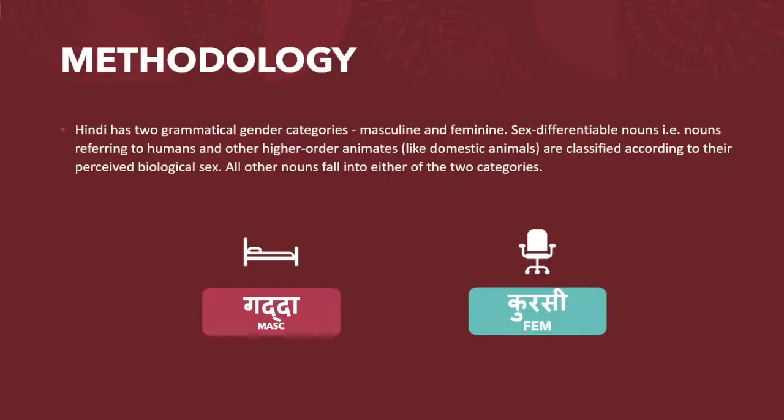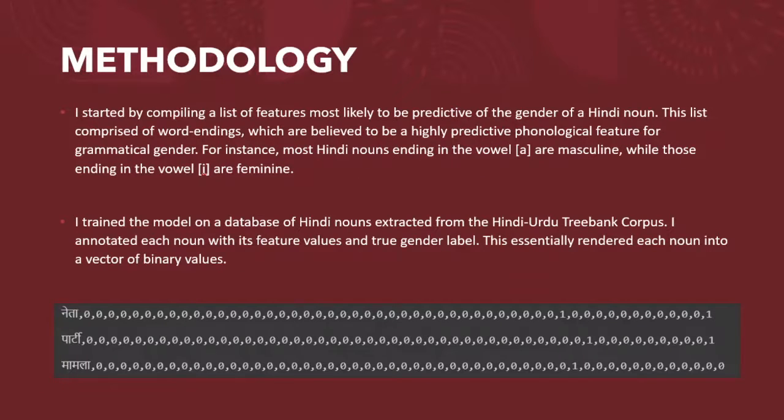I started by compiling a list of features most likely to be predictive of the gender of a Hindi noun. This list comprised word endings, which I believe to be a highly predictive phonological feature for grammatical gender in Hindi. For instance, most Hindi nouns ending in the vowel a are masculine, while those ending in the vowel e are feminine. This set of features formed the foundation of my logistic regression model.